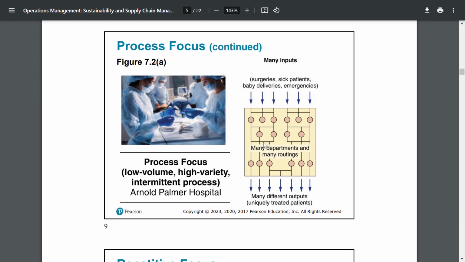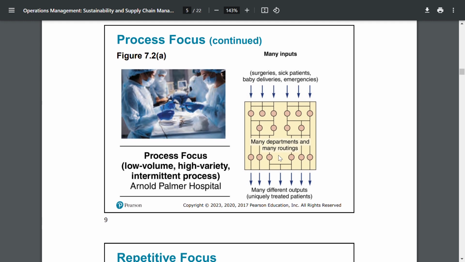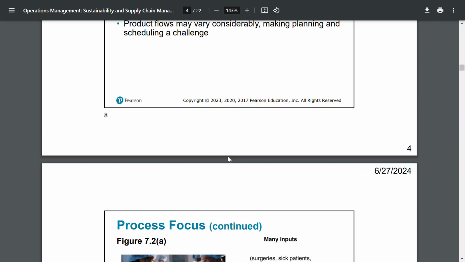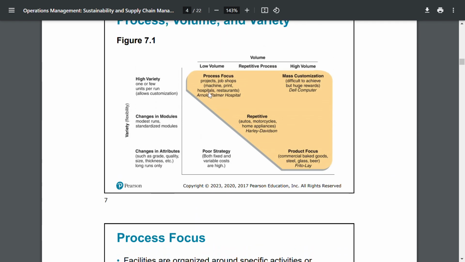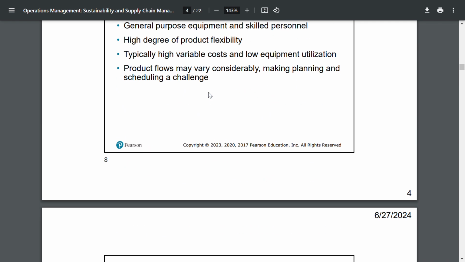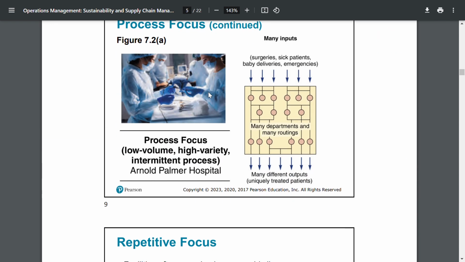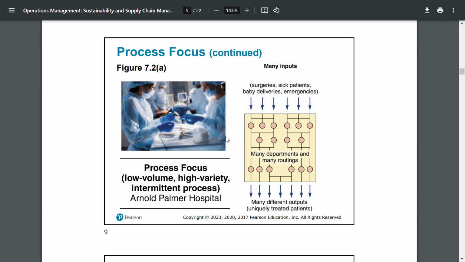It has many departments and many routings. And then there are also many different outputs, uniquely treated patients. It's low volume, but it also has high variety because we have different people, different patients, uniquely treated patients. Each patient has his own problems, his own issues, and that's basically why the operation room is a process focus.